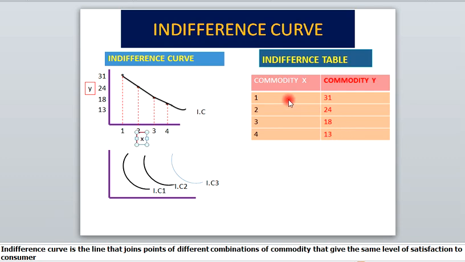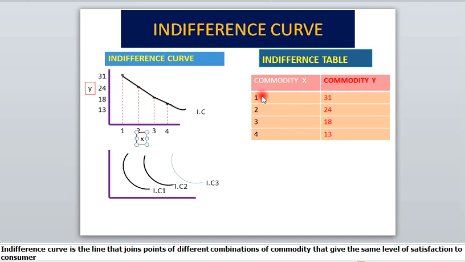So it shows that at different combinations of commodity, the consumer gets only one level of satisfaction. So this table shows only one level of satisfaction. Whatever pairs he takes here is going to give the same level of satisfaction. It's from this place now we derive our indifference curve.